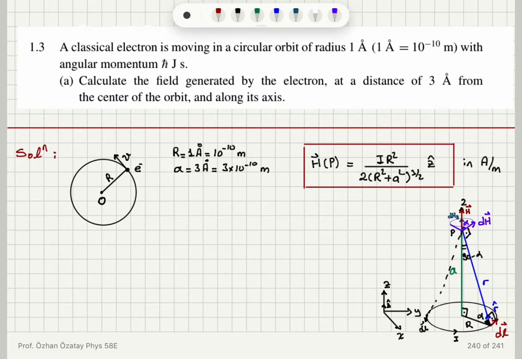A classical electron is moving in a circular orbit of radius 1 angstrom with angular momentum h bar joule seconds. Calculate the field generated by the electron at a distance of 3 angstroms from the center of the orbit and along its axis. I note that if this electron is moving in a circular orbit with constant angular momentum, this will imply that the electron is performing uniform circular motion.